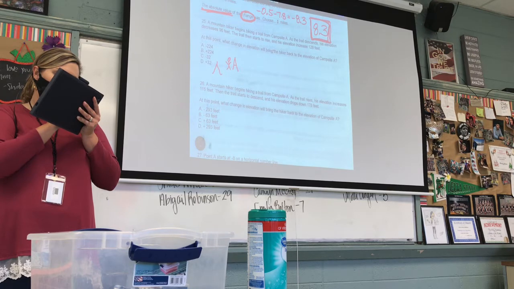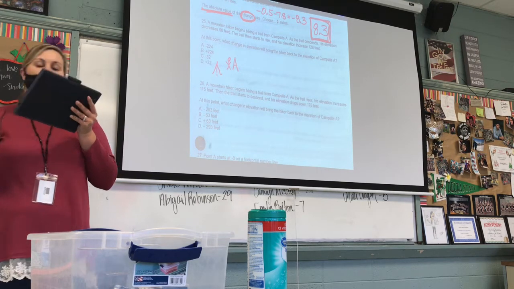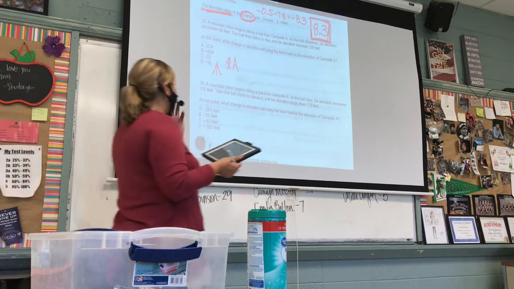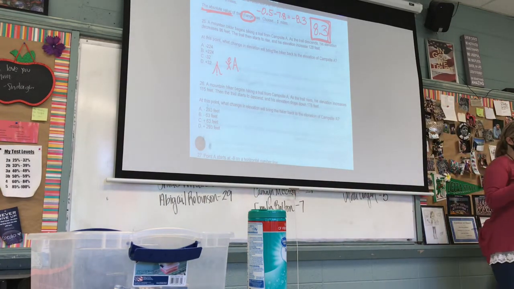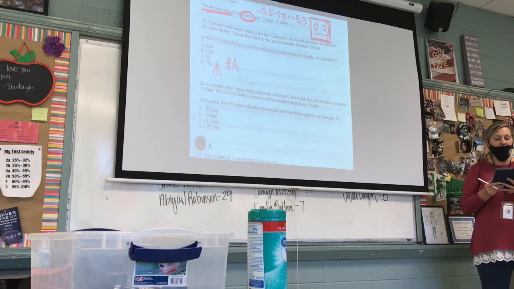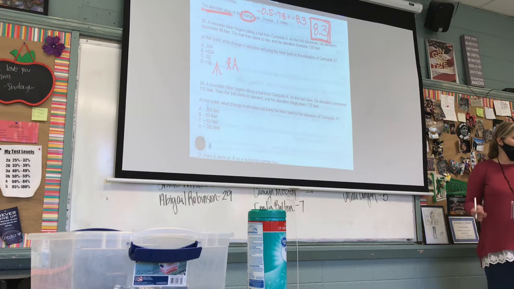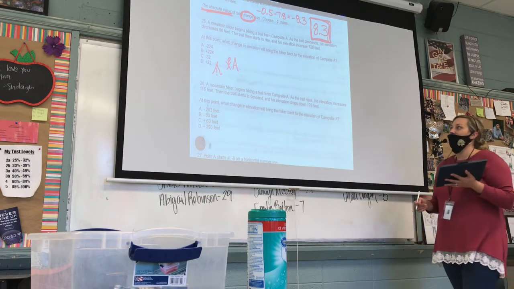Fire is like one of the easiest things to draw. Obviously, I struggle. Alright, so there's my tent. There's my camper, my biker. He's biking and camping. Alright, it says the trail descends and his elevation decreases 96 feet.